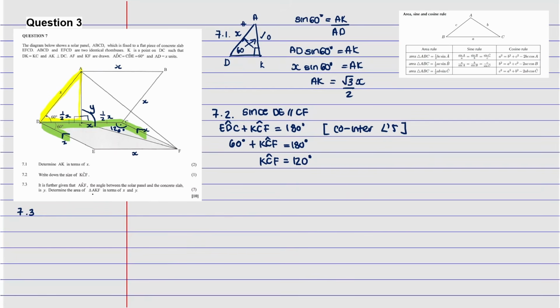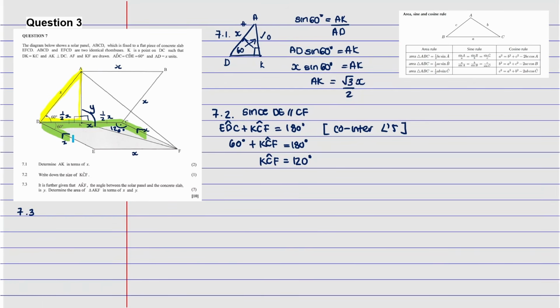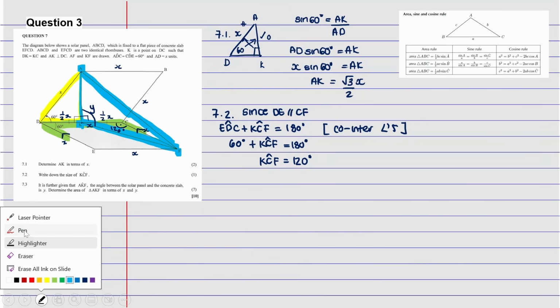Then they say determine the area of the triangle A. So I'm going to highlight the triangle before I take it out. So the triangle A, we want the area of the triangle A, which is here, K is here, and F, which is here. So we want the area of this triangle. So this is the area of the triangle that we want, right? The area of that.